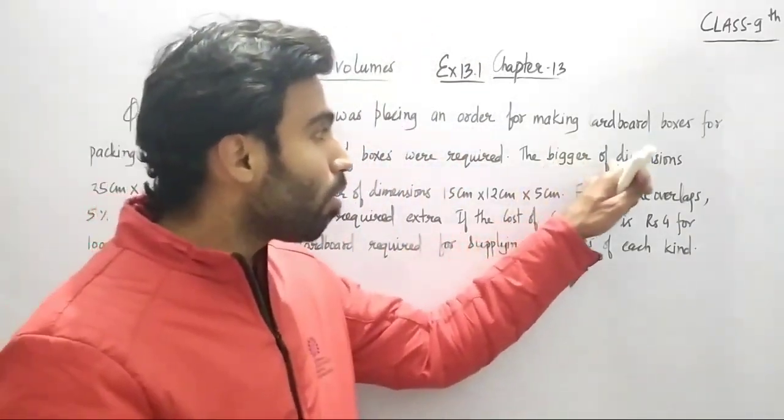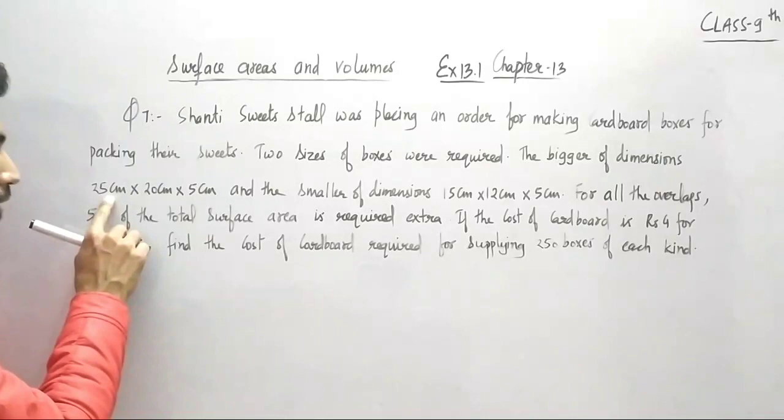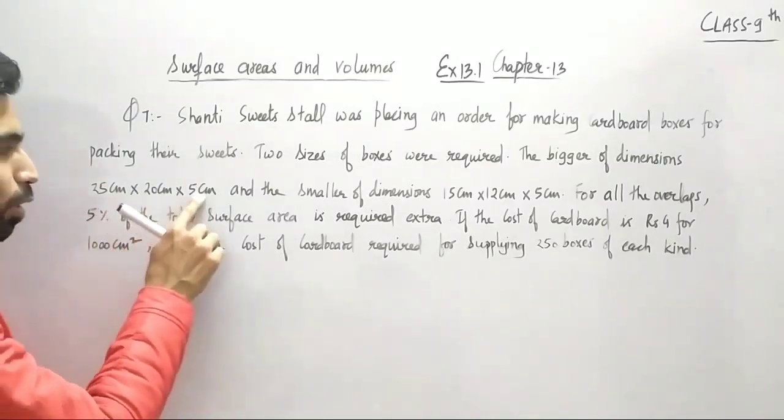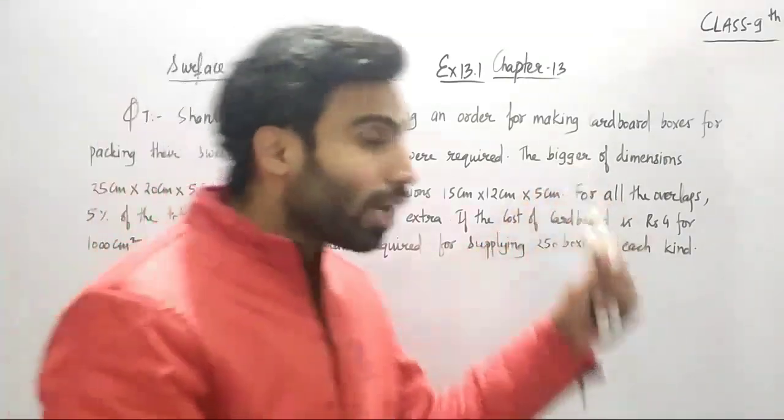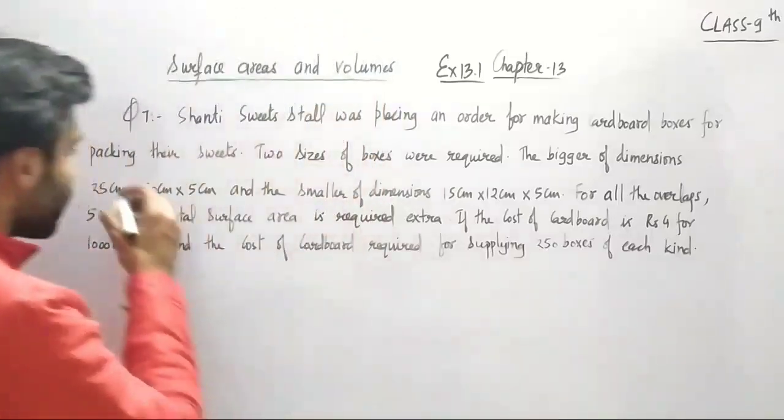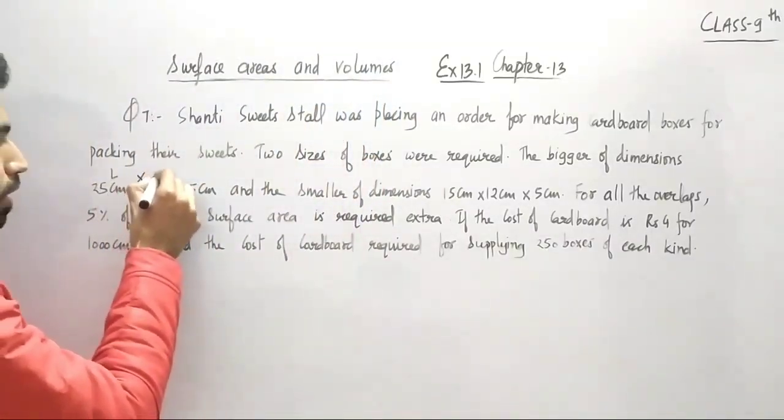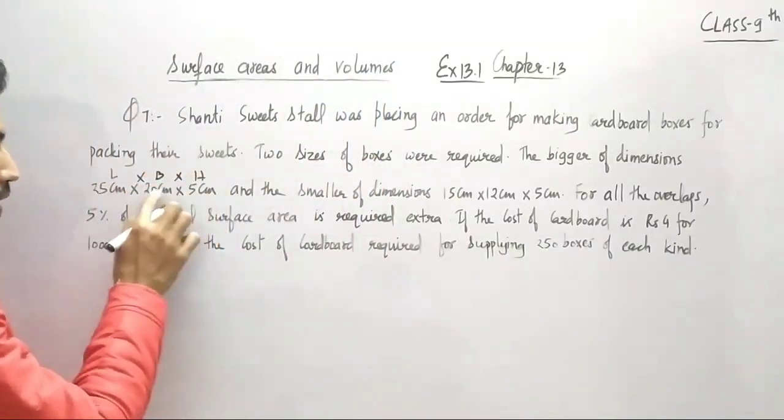You can see the bigger of dimensions, you can see 25 centimeter into 20 centimeter into 5 centimeter. So जो बड़ा dimension का जो box है, that is having the dimensions as, you can see, length, breadth and height given to us here, right?